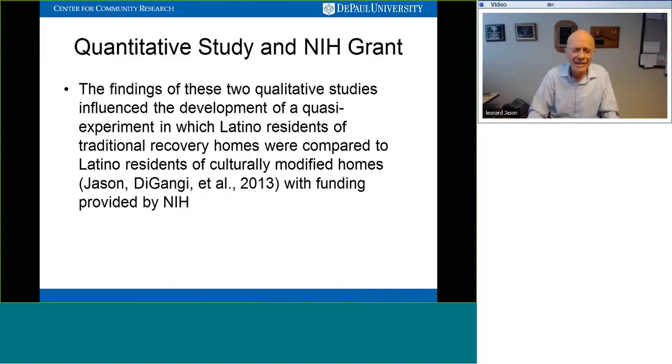So the findings of the qualitative studies helped us do a quantitative study, an NIH grant, which was a quasi-experiment in which Latino residents of traditional recovery homes were compared to Latino residents of culturally modified homes, with funding provided again by NIH.